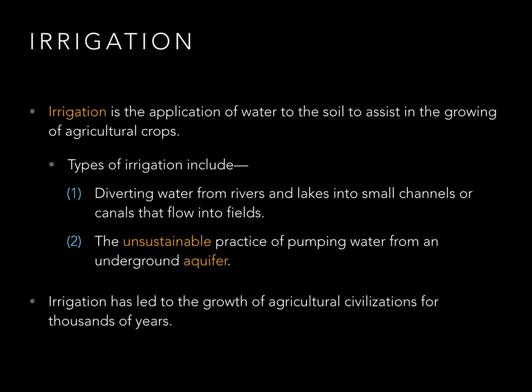Irrigation. Irrigation is the application of water to soil to assist in the growing of agricultural crops. Two types of irrigation. One, you can divert water from rivers and lakes into small channels or canals that flow into the fields. The second type of irrigation is pretty unsustainable, and it involves pumping water from the underground aquifer. Irrigation has led to the growth of agricultural civilizations for thousands of years.